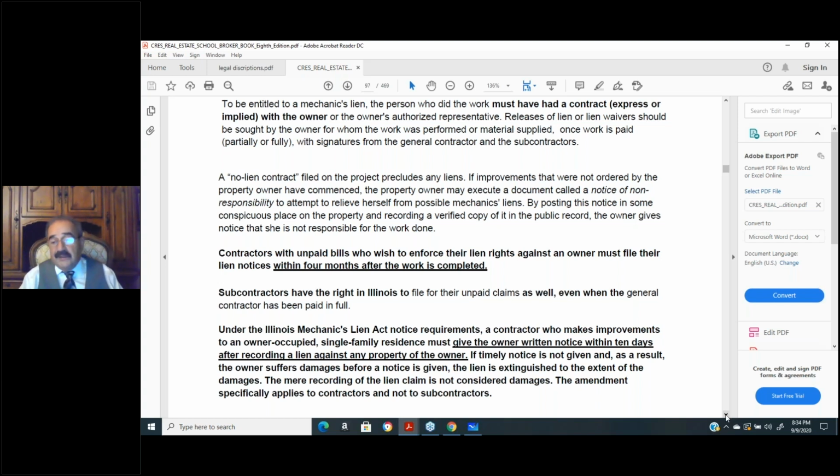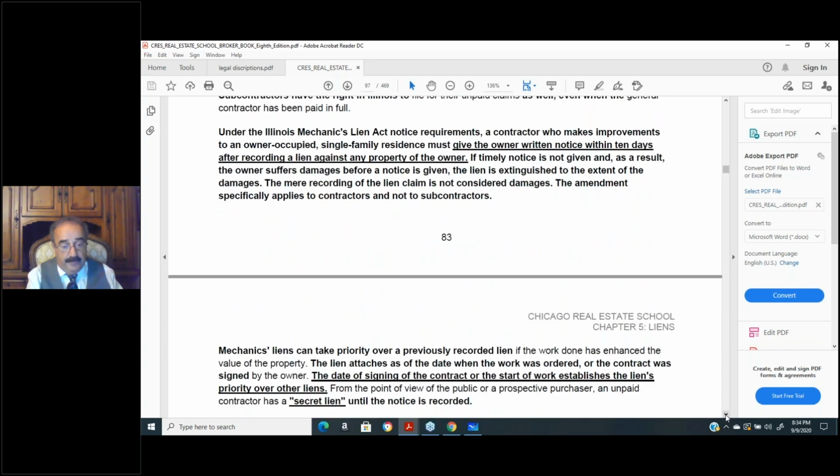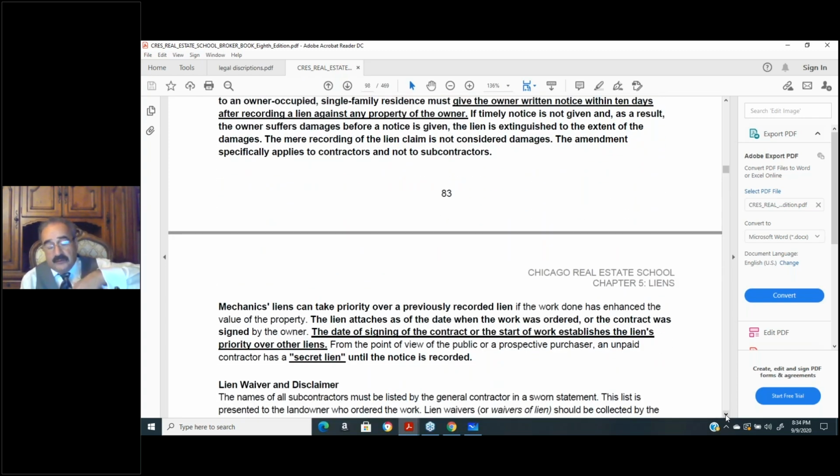A mechanic's lien becomes a lien on a property as soon as the work was started, or as soon as the contract was signed, or when the materials were delivered. That's when it becomes a lien. Any one of those three. A mechanic's lien would take priority over any other previously recorded liens except for property taxes and special assessments.